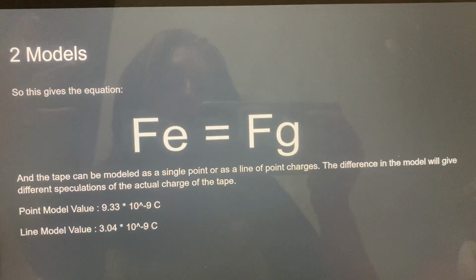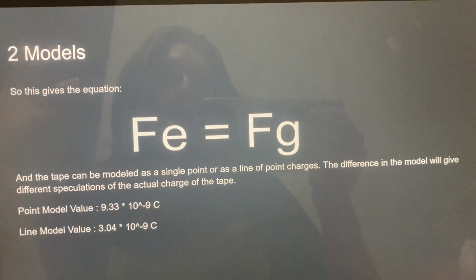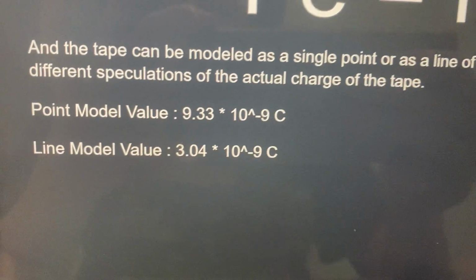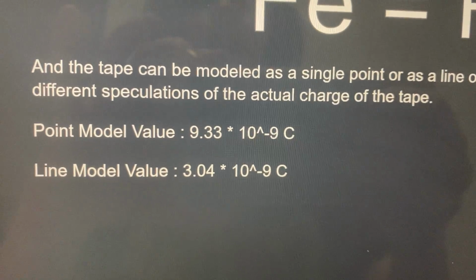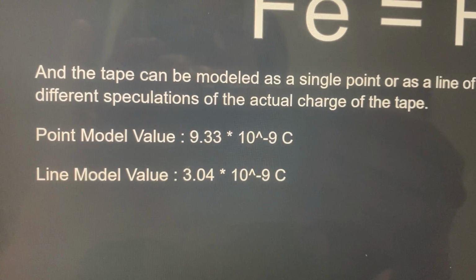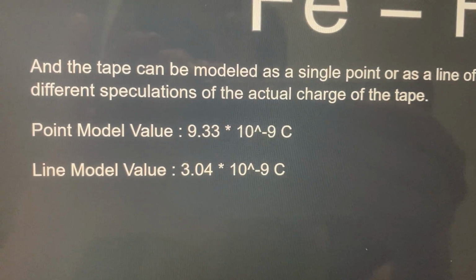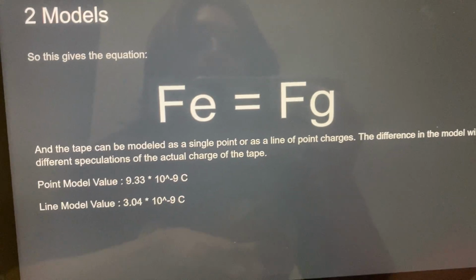The difference in the models will give different speculations of the actual charge of the tape. For the point model, we had 9.33 times 10 to the negative 9th coulombs, and for the line model, we got 3.04 times 10 to the negative 9 coulombs.